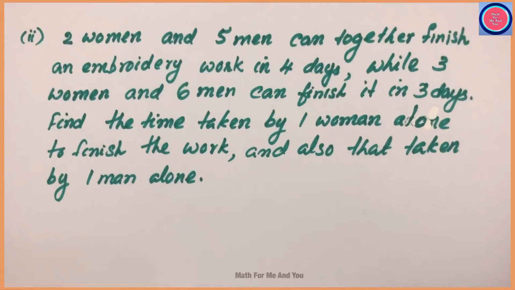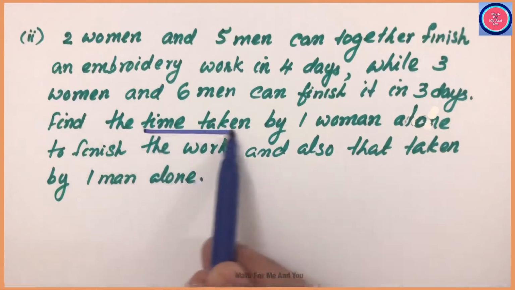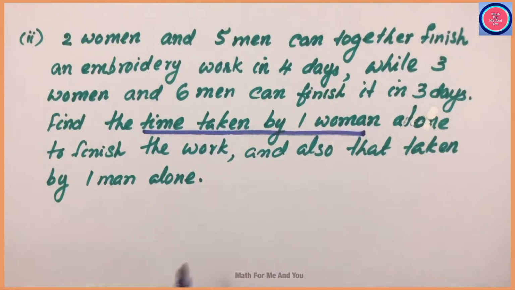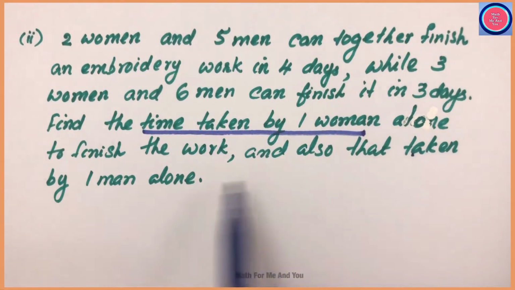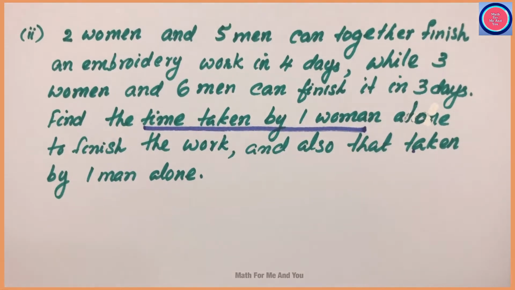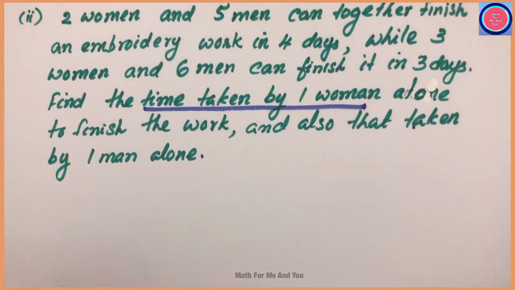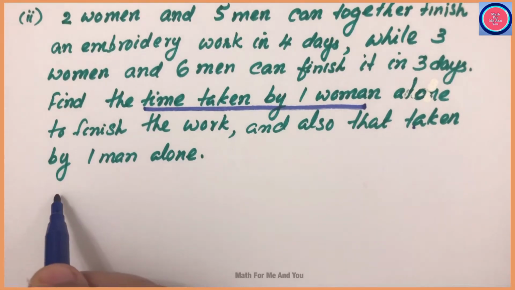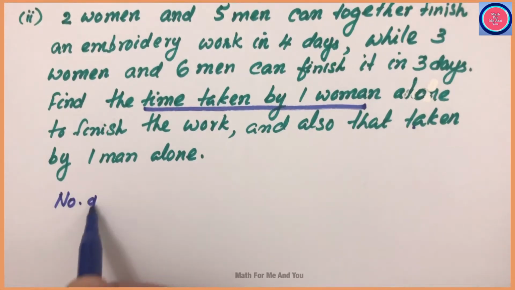And that means we need two variables. How can we find them? See the question, time taken by one woman. That means how many days needed for one woman. So that we take as x, and the time taken for one man, that means number of days needed for one man, that we take as y. See here the question asks us to find two things. So those two things we have taken as the variables x and y.